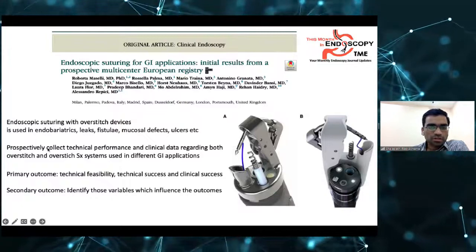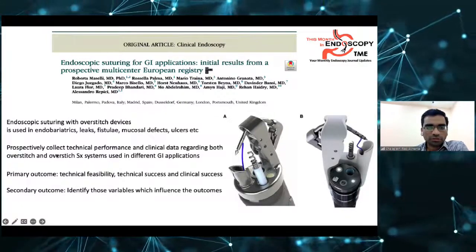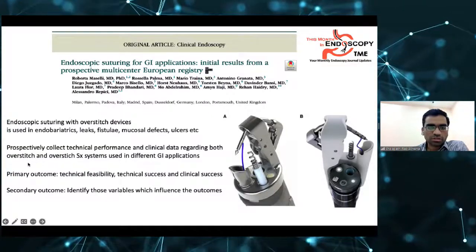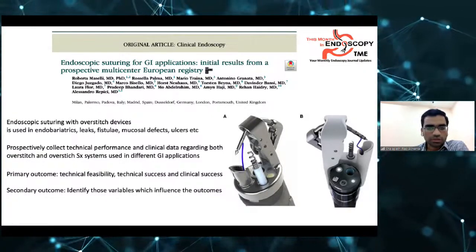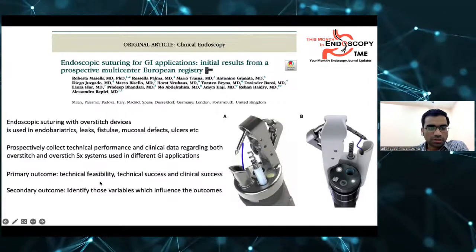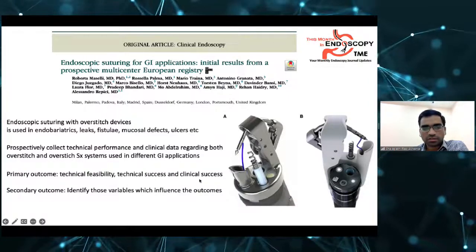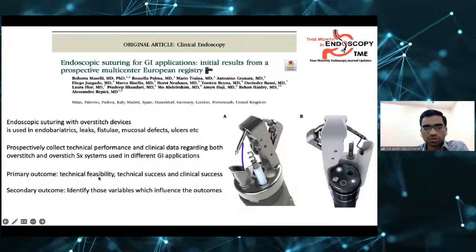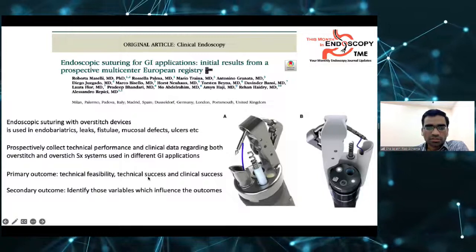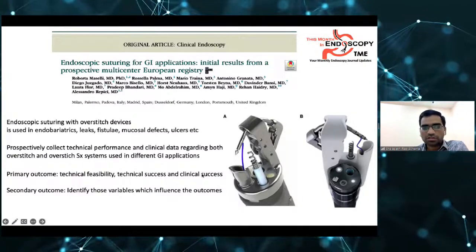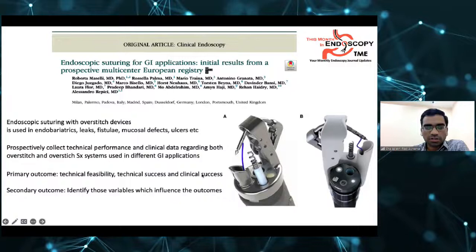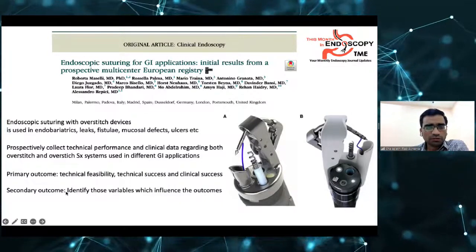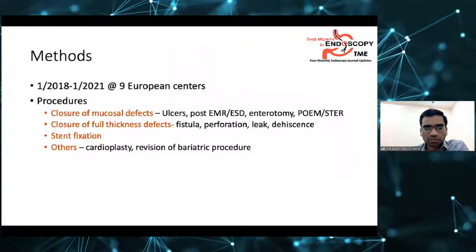Now, this study is intended to prospectively collect the technical performance and clinical data regarding both the Overstitch systems used in different GI applications. So the primary outcomes are technical feasibility, technical success and clinical success. Technical feasibility is defined as introduction of the scope to the region of interest. Technical success is successful placement of the sutures, and clinical success is resolution of the clinical symptom and clinical condition. Secondary outcomes are identifying those variables which influence the outcomes.